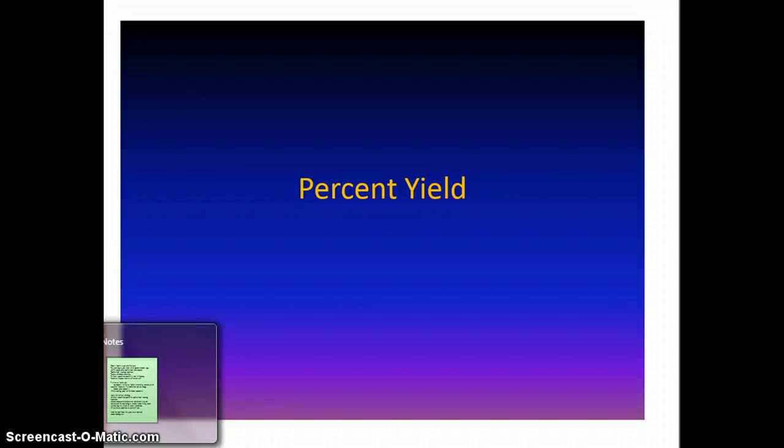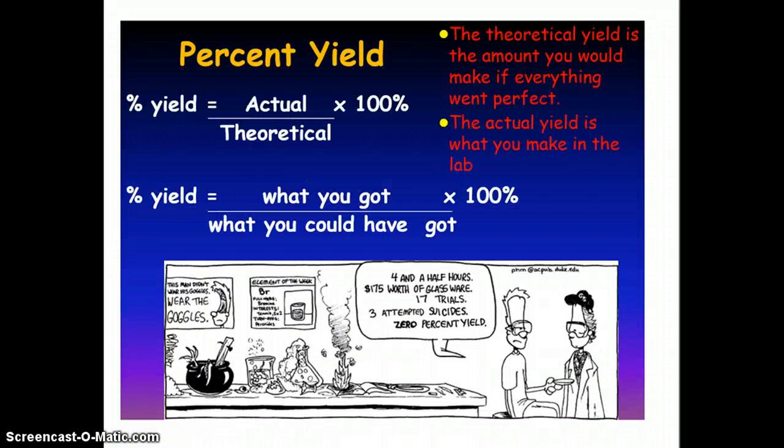In this podcast, we're going to talk about percent yield. There are three different kinds of yield: theoretical yield, actual yield, and percent yield. Percent yield is when you have the actual yield divided by the theoretical yield and then you multiply by 100.